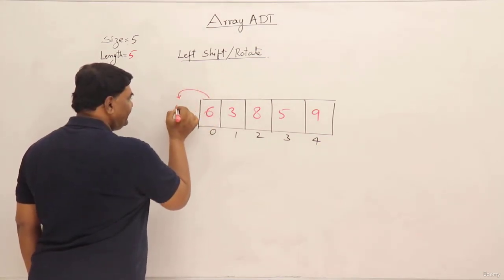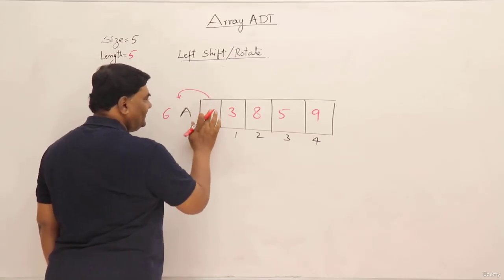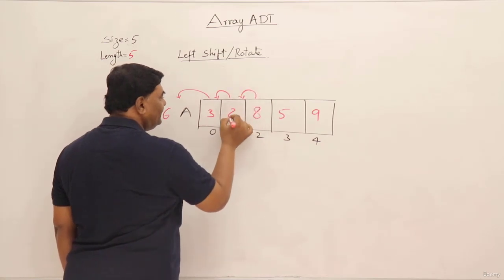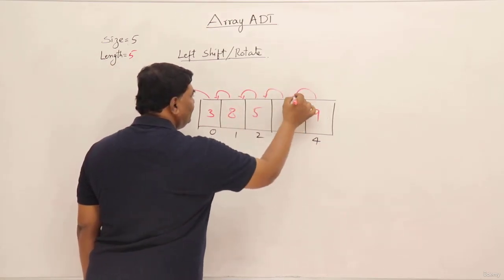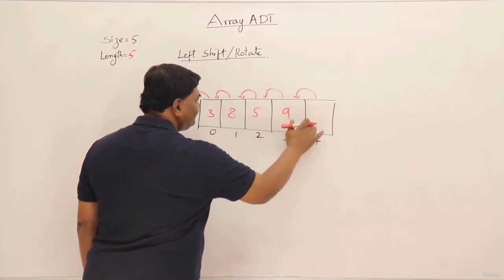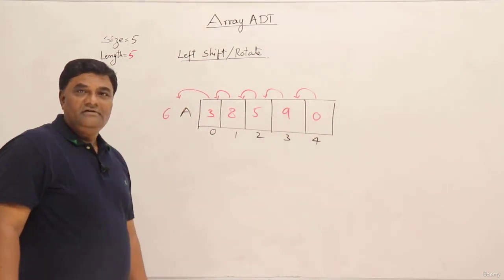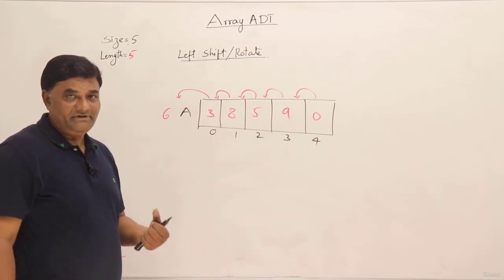If I shift this 6, there is no space here. 6 will go out. Okay, let it go out, no problem. Then 3 will come here and 8 will come here. Then 5 comes here and 9 comes here. Then this place is free, so we can put 0 there. So this is left shifting of elements. We will lose one element in this one.